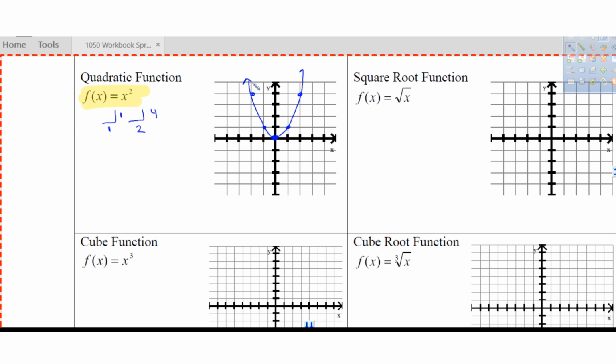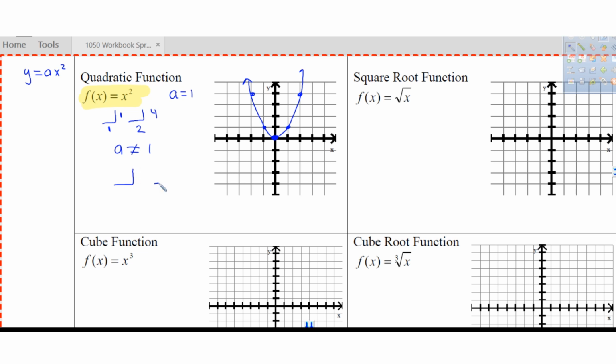Now, what's going to happen sometimes is you're going to have a stretch. Everybody write this. That's if a equals 1. What am I talking about with a? Well, it's this: y equals ax squared. Yes, it's the number in front. So if the number in front is a 1, it's very simple. But what if a is not equal to 1? What if it's like 2x squared or 1/2 x squared? Then here's what you do.